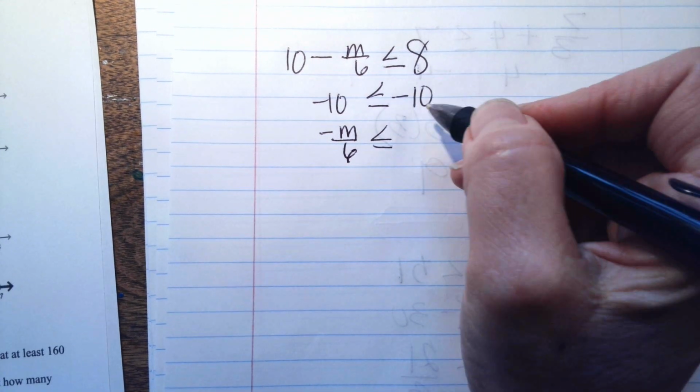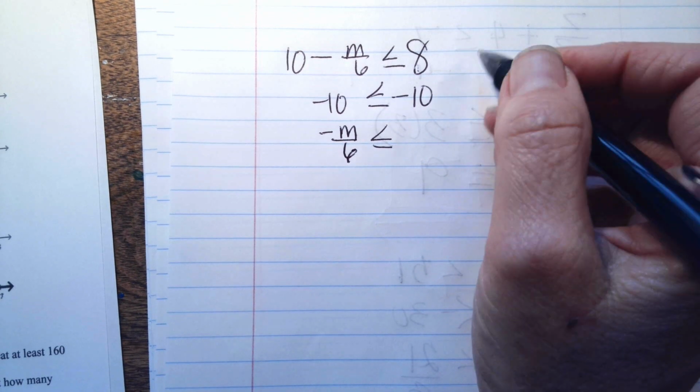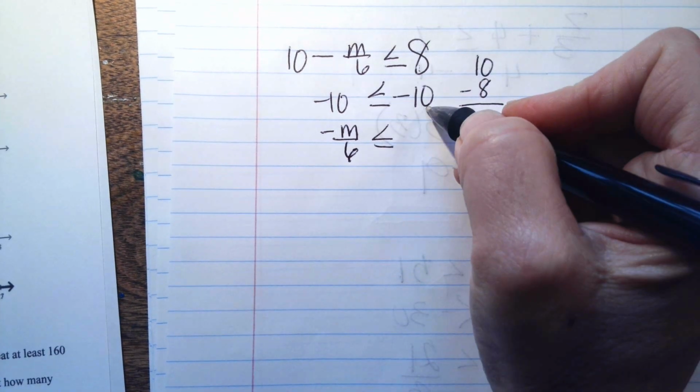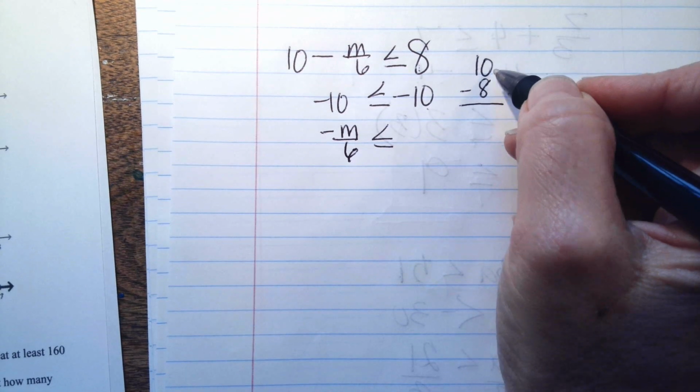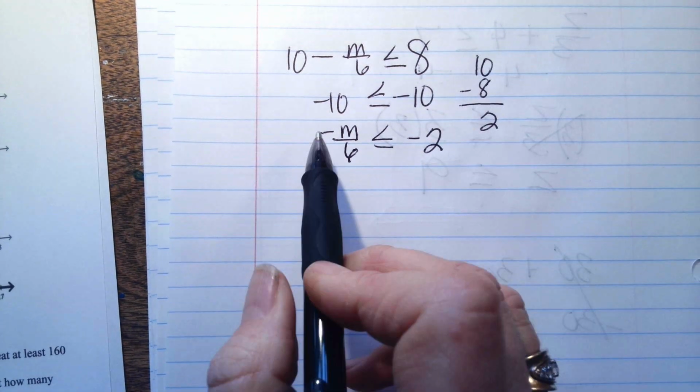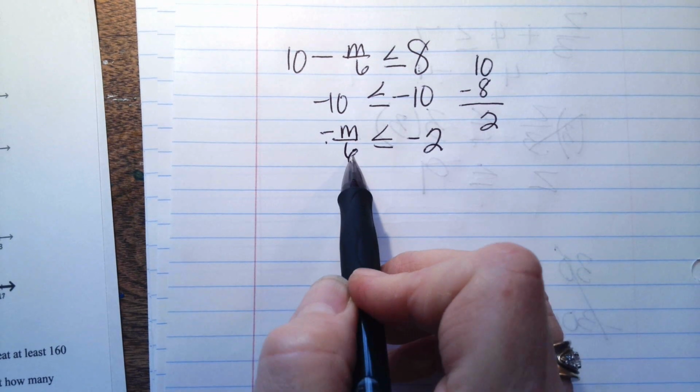And then this side is -10 and 8. I have a negative and positive, so I know I'm going to subtract. My biggest integer wins the sign. My biggest integer is a negative. 10 minus 8 is 2, so that is -2. Now I have -m over 6.